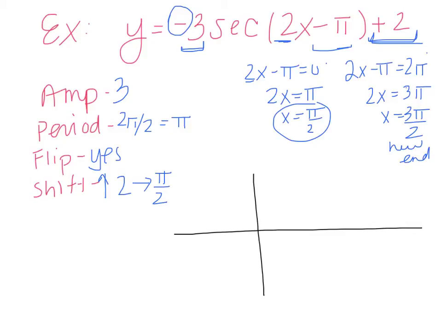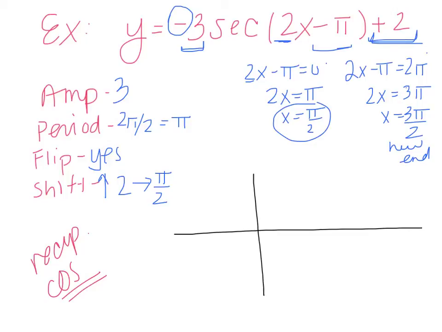So we are going to complete one full cycle of the secant graph between pi halves and 3 pi halves. Secant, however, is the reciprocal of cosine, so we are going to graph the cosine graph first.